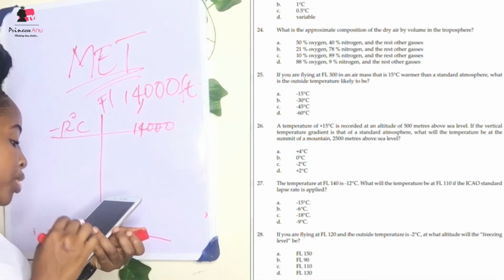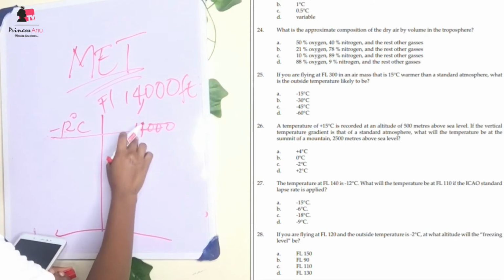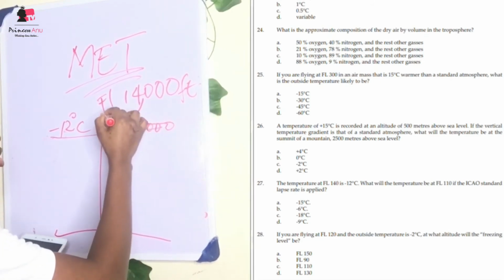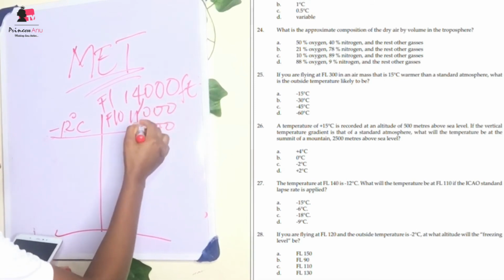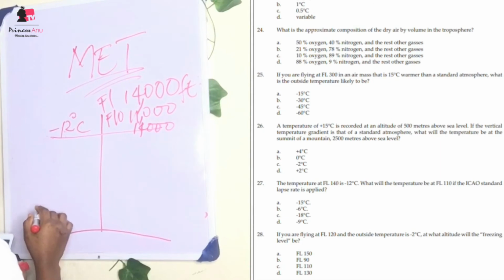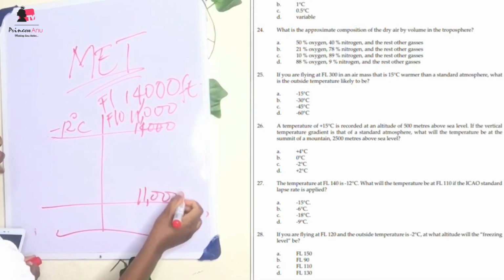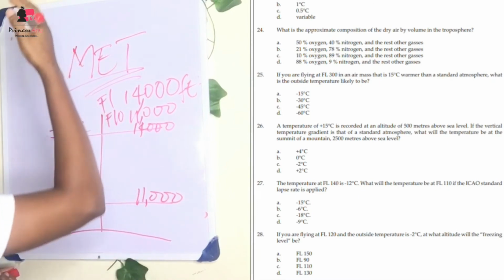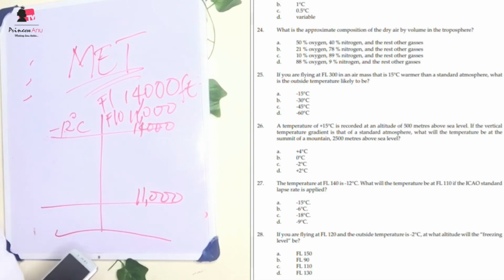And what will be the temperature at flight level 110? Don't forget, flight level 110, add 2 zeros to convert it to feet, is going to give you 11,000 feet. So definitely 11,000 feet will be lower. So now we are looking for what the temperature will be at 11,000 feet. As you go up, like we said before, you keep getting minus. When you come down, you have to go plus.